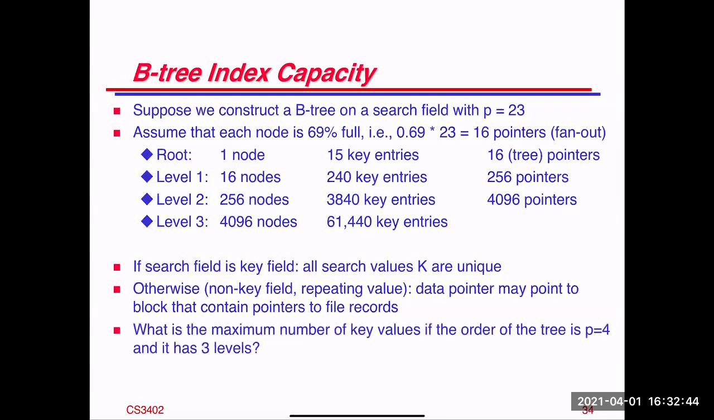Okay, and so what is the maximum? So let's say we have a tree with an order of p equals 4. So what's the maximum number of key values if we have 3 levels? And we assume that all nodes are full. So not just 69% full, but completely full. What's the number of key values that I have on the 3rd level? Or I shouldn't say 3rd level, level 2, right? Because root is level 0, then level 1, and then level 2.